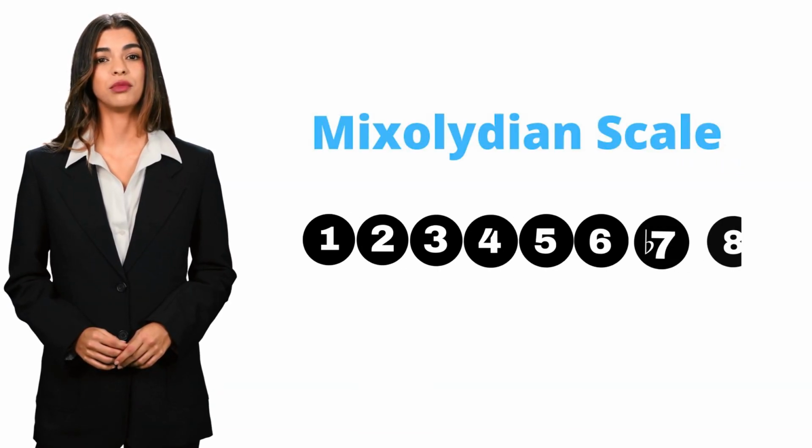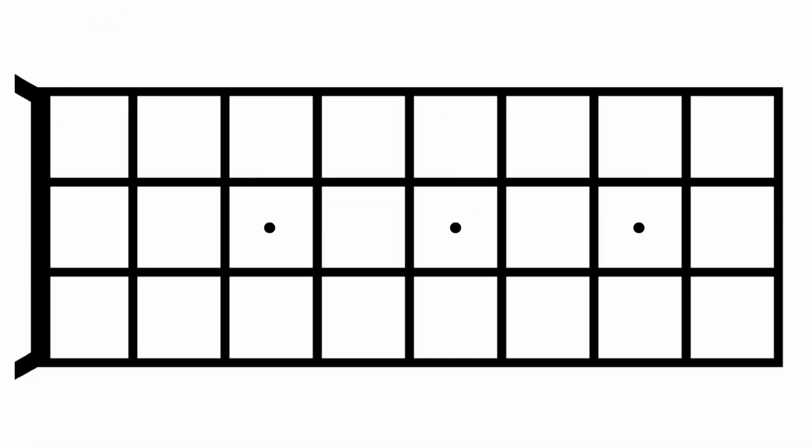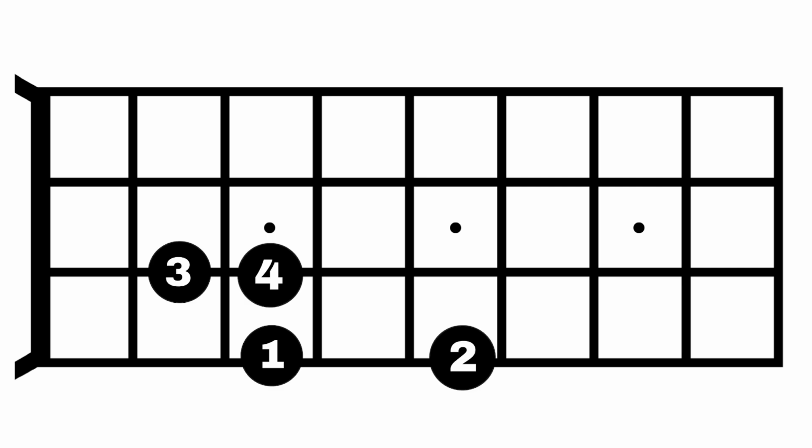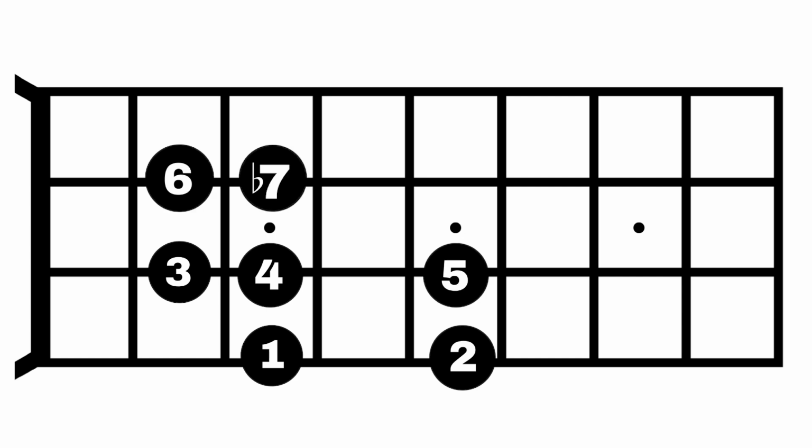Let's go through the intervallic of the Mixolydian mode. The Mixolydian scale is formed by a first, a major second, a major third, a perfect fourth, a perfect fifth, a major sixth, and a minor seventh, one tone away from the octave.